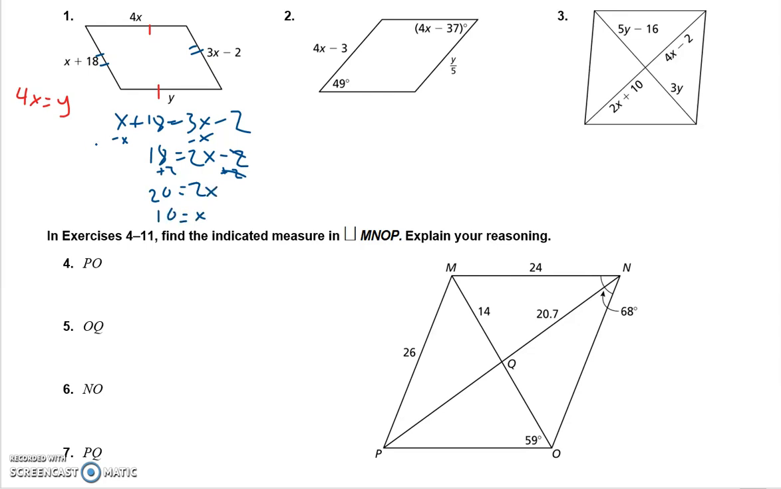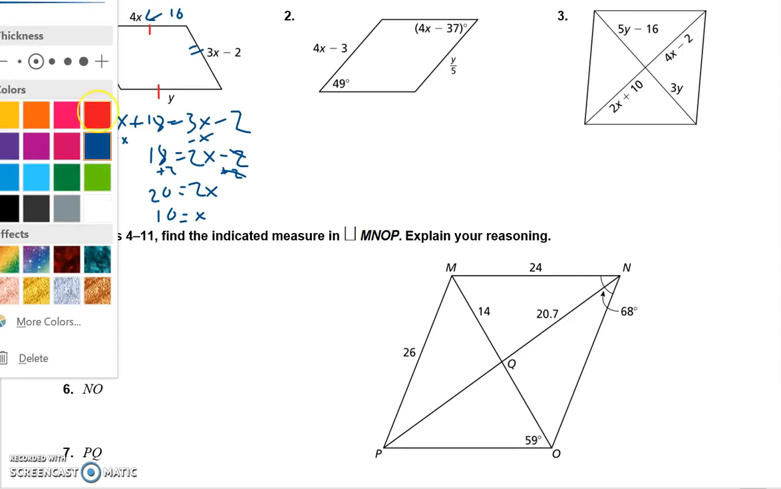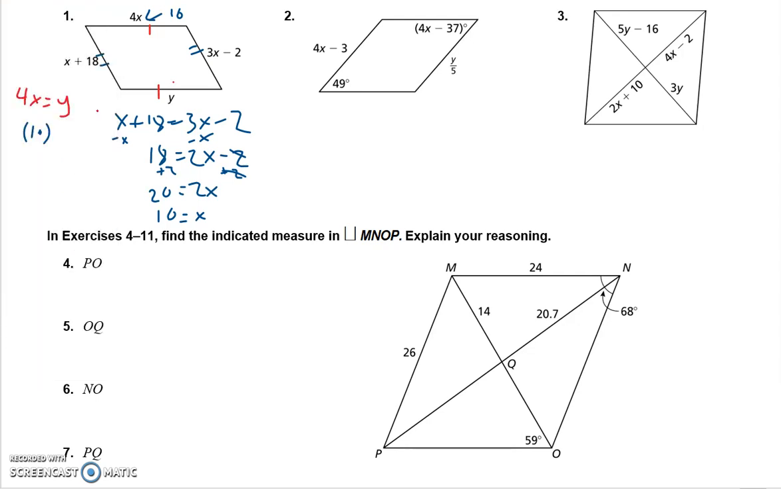So x is 10. That means this little x right here is also 10. So that means this x is 10. I'm going to go back to the red one. So 4 times x, which is 10, equals y. So y equals 4 times 10, which is 40. So there's your answers. y equals 40, x equals 10. So right here and right here are the answers.